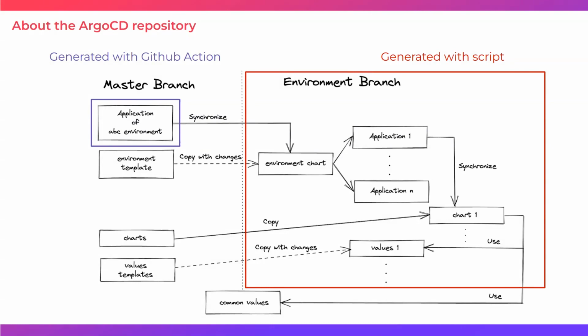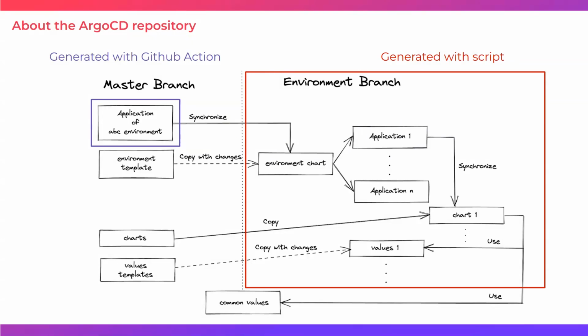And to create an environment, we would start a script which would create the branch, copy everything from the template, replacing the templated values, and copy it in the environment branch into the right folders. And when the branch was set up, it would trigger a GitHub action, which would create an application on the main branch. So an application which would be synchronized by the application of applications.